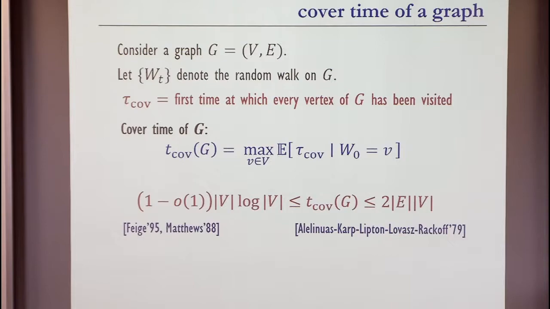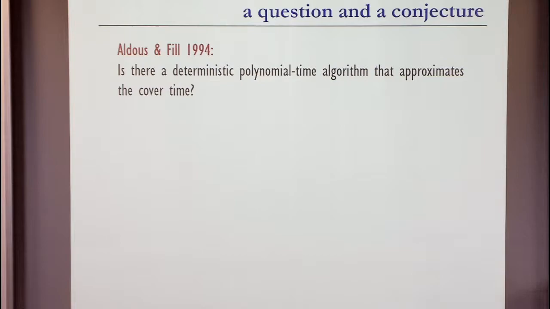So the cover time is always bounded by twice the number of edges times the number of vertices. And Feige showed that for any connected graph, it always takes at least n log n time to cover the graph. So here are some generic bounds. And let me just mention two questions that indicate, at least up to a few years ago, some gaps in our understanding of cover time.